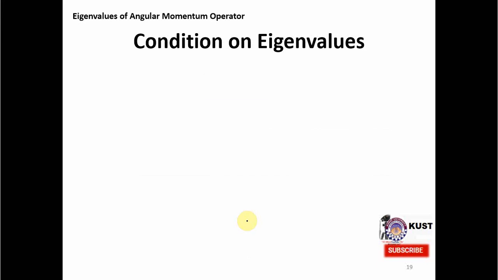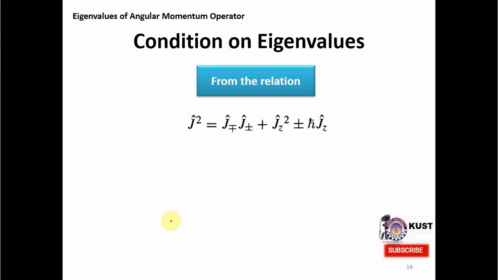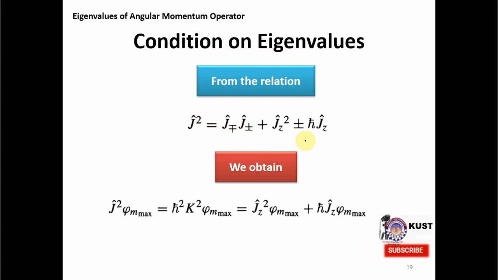Okay, so now from these relations, remember that we defined at the beginning that J² is equal to J minus J plus plus Jz² plus ħJz, and we obtain this one. You just put in the values of J minus and J plus and you will get this. This is not a difficult calculation. When J² acts on phi maximum, this will be equal to ħk² phi maximum, but this is equal to Jz² plus ħJz. This is just putting in the values, and you will readily derive it.